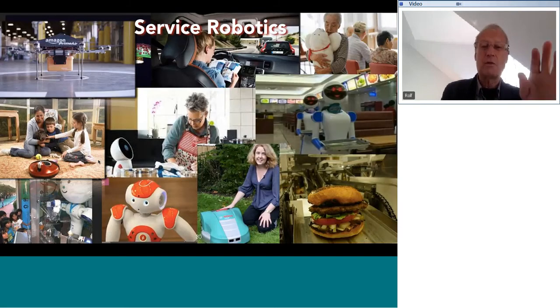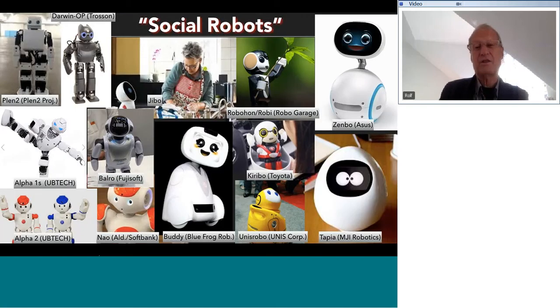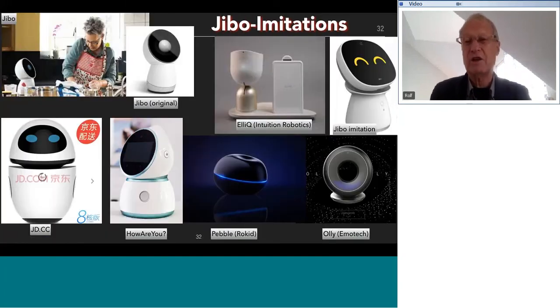Here are more service robots: self-driving cars that were also mentioned, Amazon drone delivery, the robot waiters on the right, lawnmowers, and so on. And then there is this category of social robots, companions. And why are they called social robots? Well, because they can talk, they can recognize a face, they can smile, maybe wave, and some can do a little bit of a dance, but in essence, they have no sensory motor functionality. And here's a very famous one, Jibo.